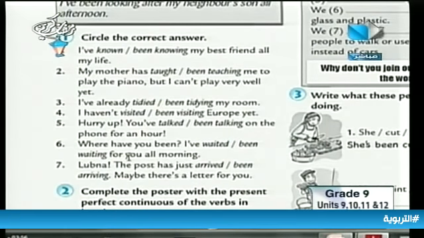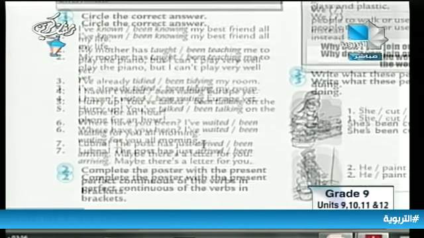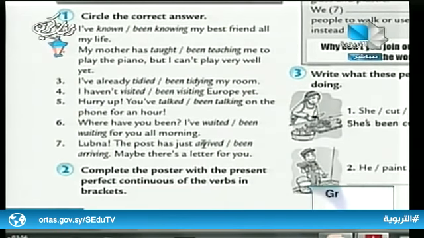Good. Number 7. The post has just arrived. Not "been arriving." Maybe there's a letter for you. We have "just" here, so we choose "arrived." Again, "just" is used with the present perfect simple. Okay. Now we have a nice exercise, which is exercise 4 at page 57.